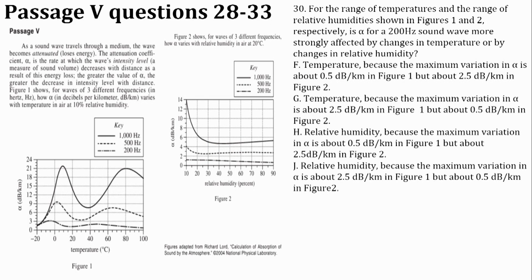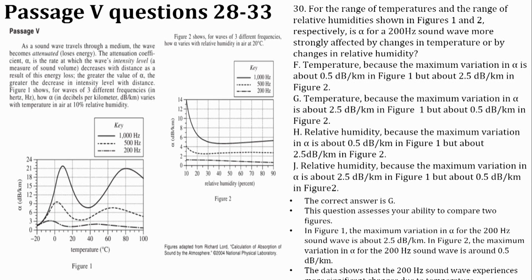So here's 30. 30 says, for the range of temperature and the range of relative humidity shown in figures 1 and 2, respectively, is A for a 200 hertz sound wave more strongly affected by changes in the temperature or by changes in relative humidity? The correct answer here is G.